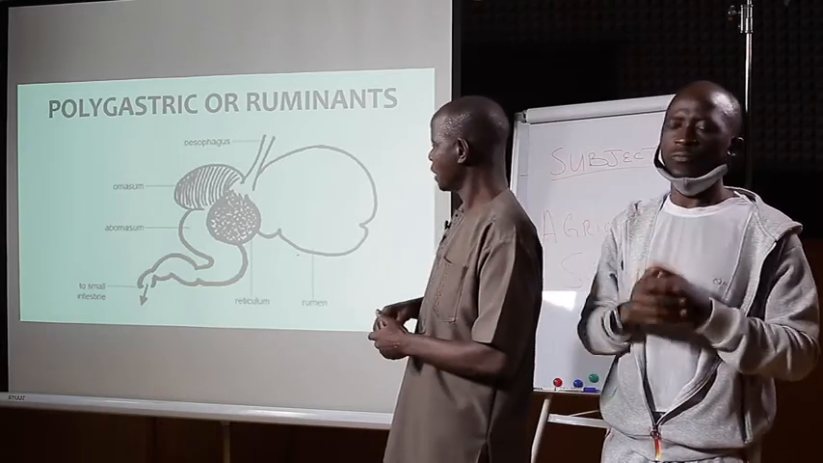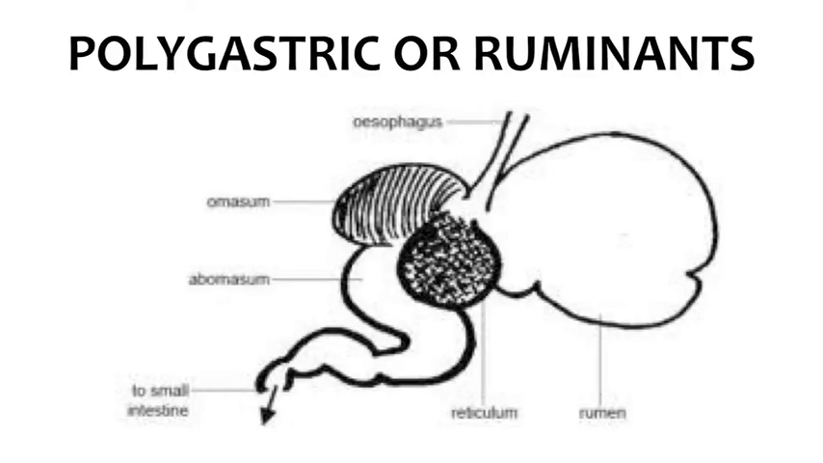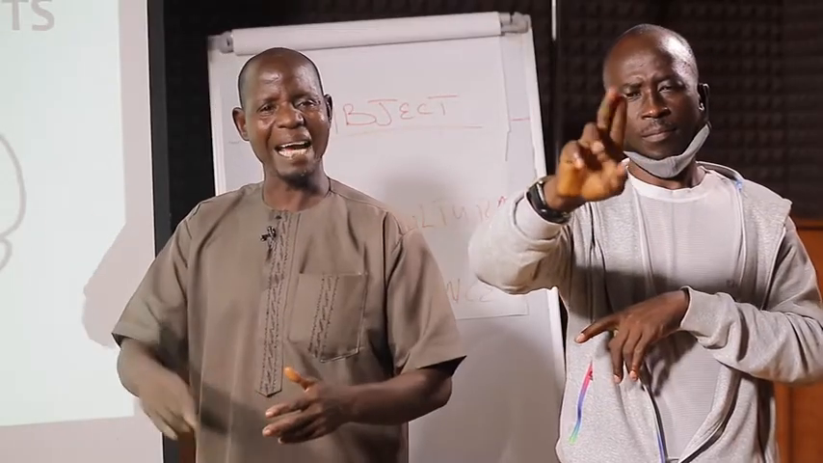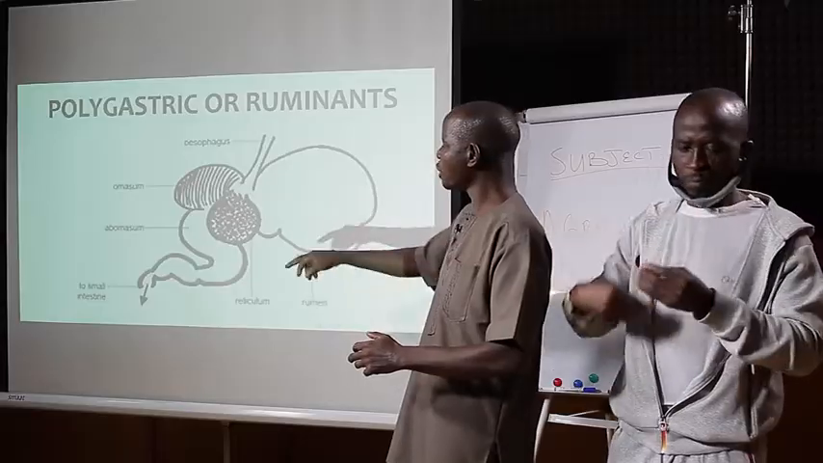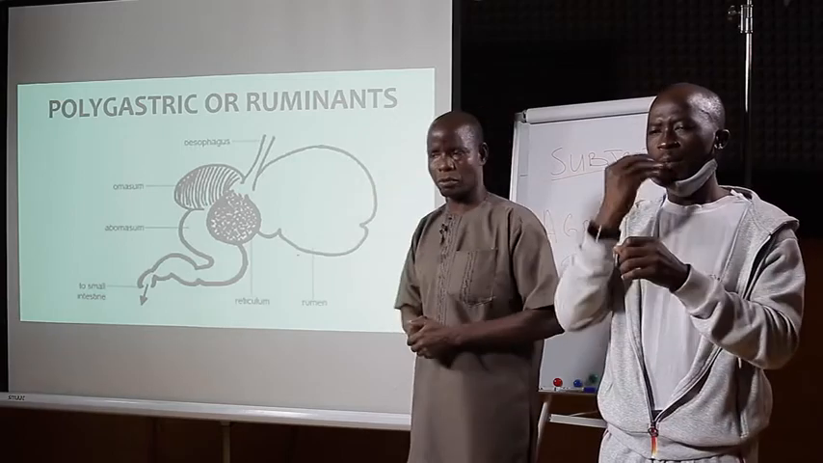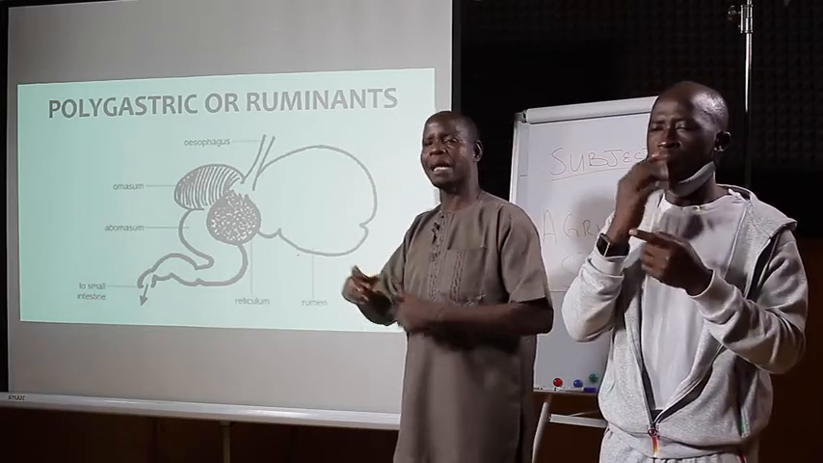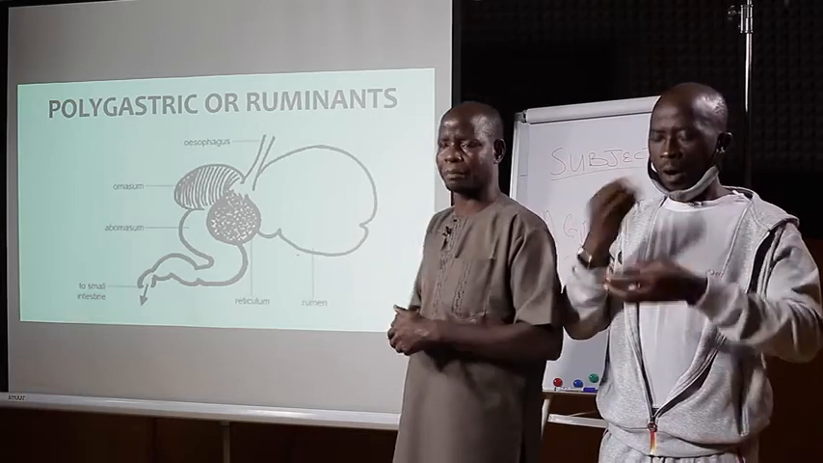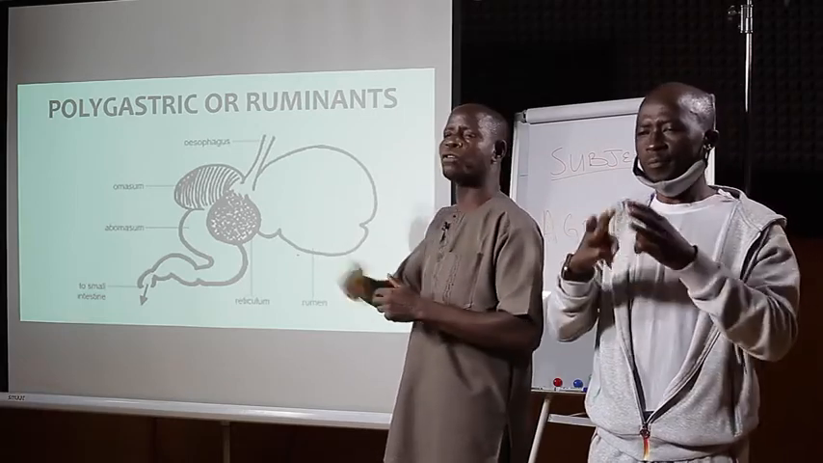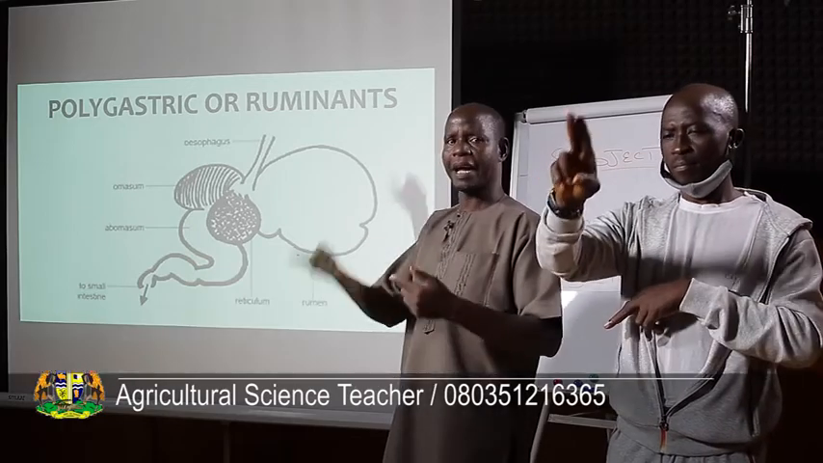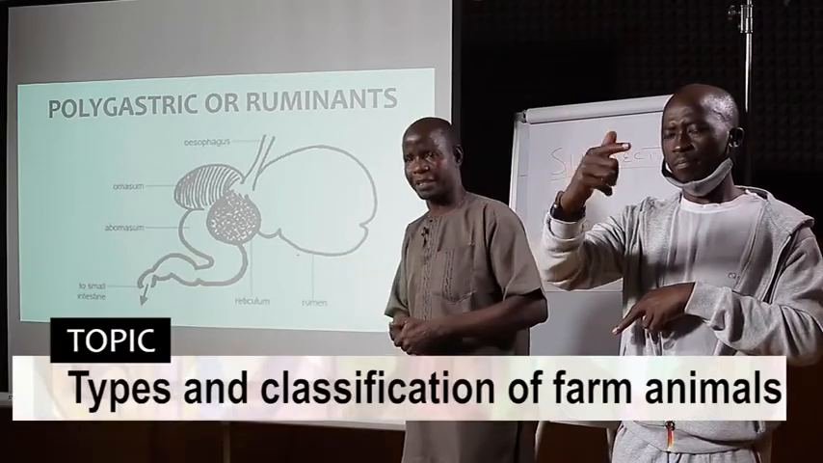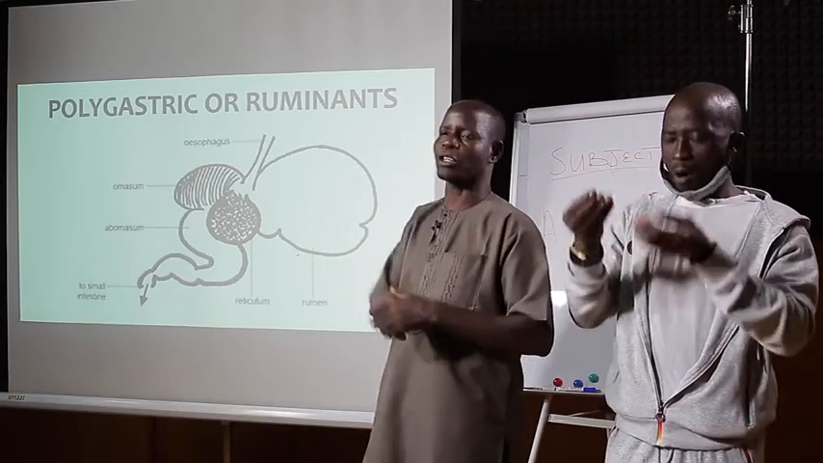Then the undigested feed will move to the reticulum. From the reticulum, there will be antiperistaltic movement of the tract, which will force the feed back to the mouth of the animal. And the animal will chew it a second time. The process of taking the food back to the mouth is called regurgitation. Then the animal will chew the feed and re-swallow it the second time.